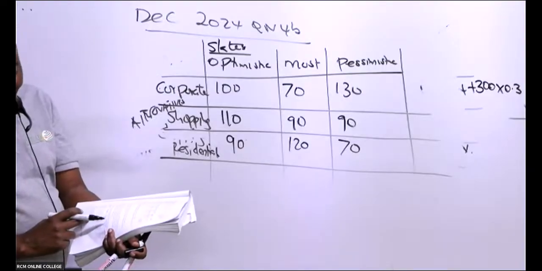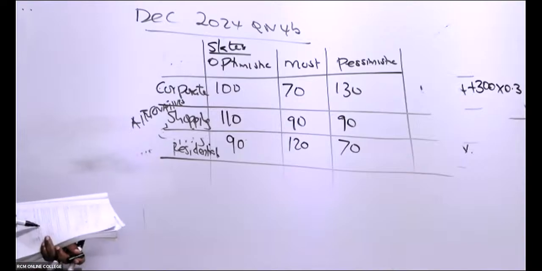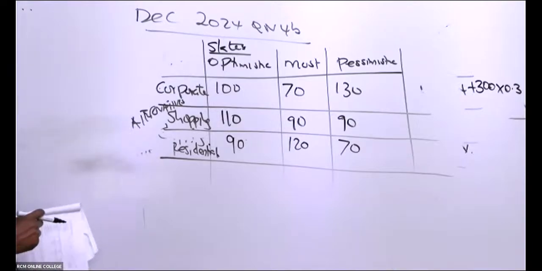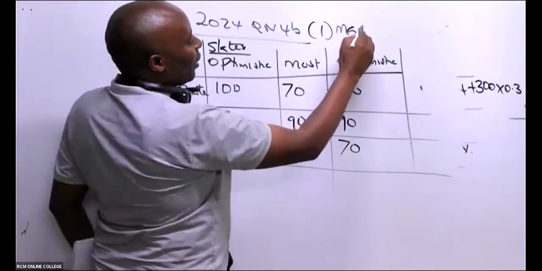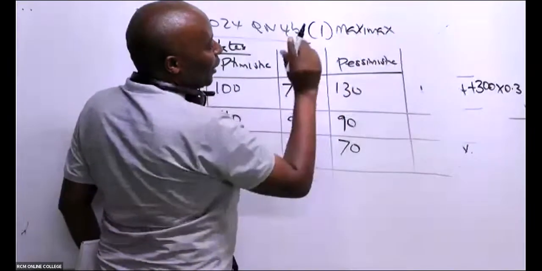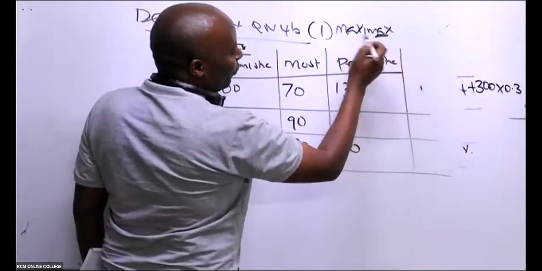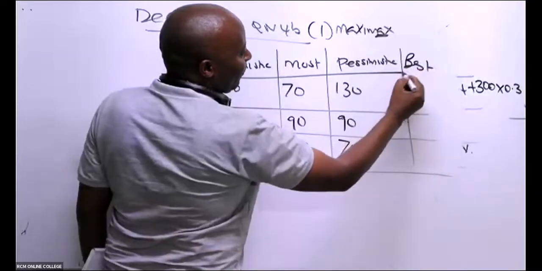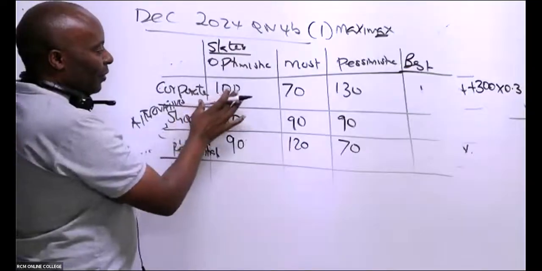Already somebody called Len has been able to get it. So, corporate, corporate offices. Yeah. So remember, number 1, they want us to give them maximax, which is best of the best. So you can come and write here best of the best. So you write here best under every alternative. So if I go corporate, the very best is which one?